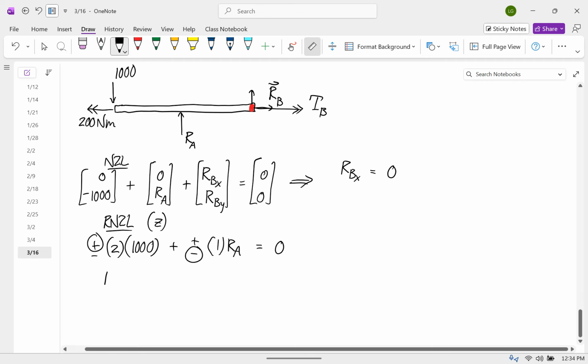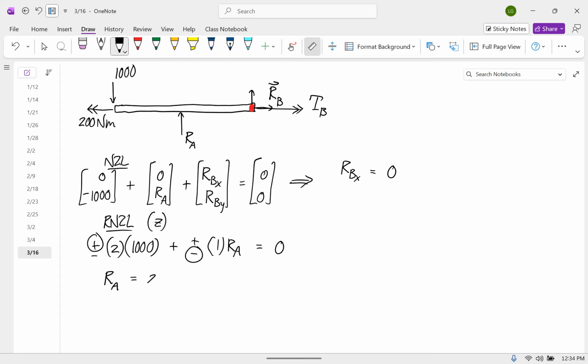So we have RA is equal to 2,000. And so RBY is equal to negative 1,000.